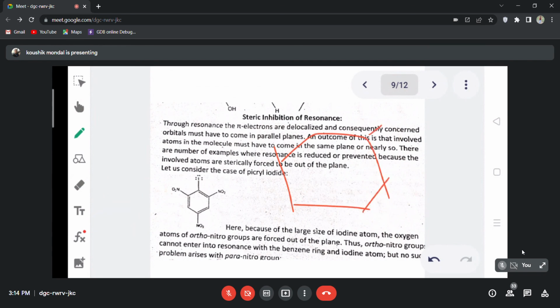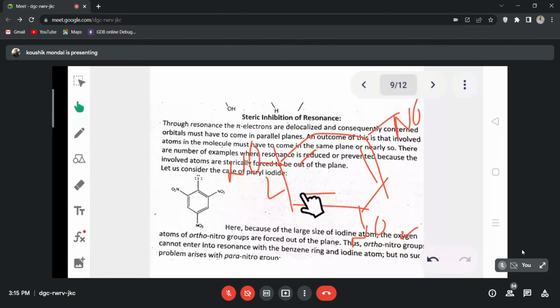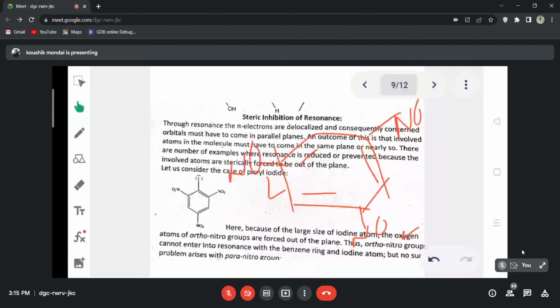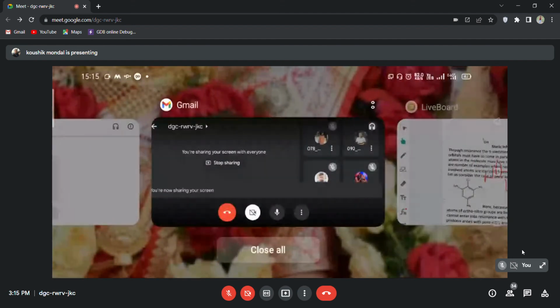If you have been given this type of structure, with NO2 here, also NO2 here, and also NO2 here, then all the C single bond N bonds are identical, meaning all can participate in conjugation with this phenyl ring.